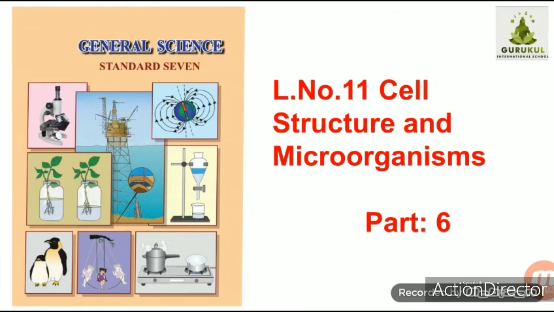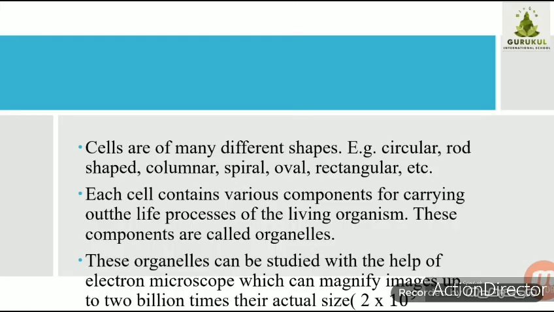Lesson number 11, Cell Structure and Microorganisms, Part 6. Cells are of many different shapes. For example, some are circular, some are rod shaped, some are columnar, spiral, oval, rectangular. Many types of shapes are there for different cells, depending on which organ the cell is present in. Based on that, the shapes are also different.